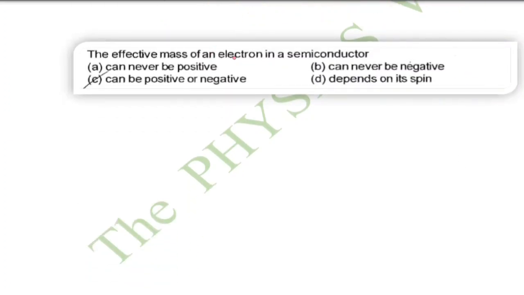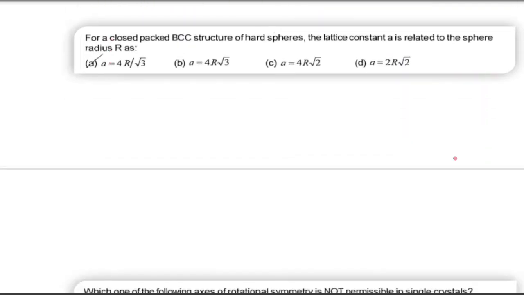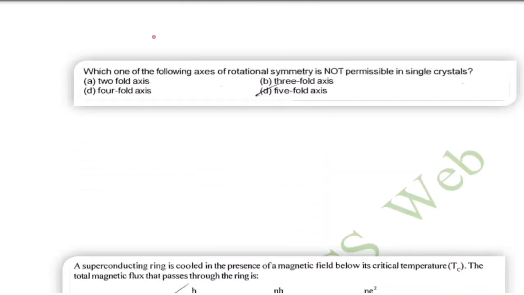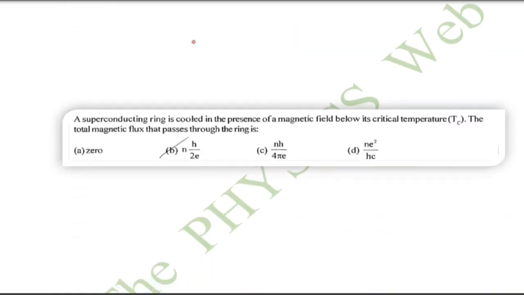The effective mass of an electron in a semiconductor can be positive or negative, both possible. Okay, C is your correct option. For a BCC structure of hard spheres, the lattice constant a is related to the sphere radius r by a equals 4r by root 3. Which one of the following axes of rotation symmetry is not permissible in a single crystal? That is your 5-fold axis. Okay. So D is your correct option.